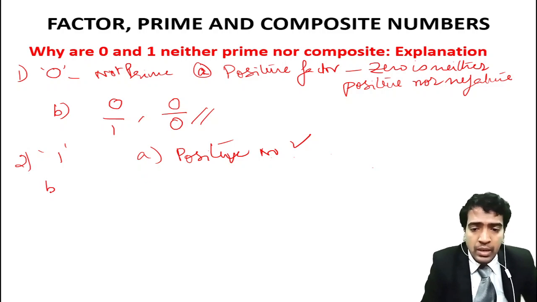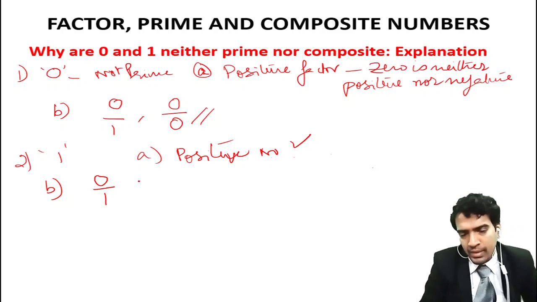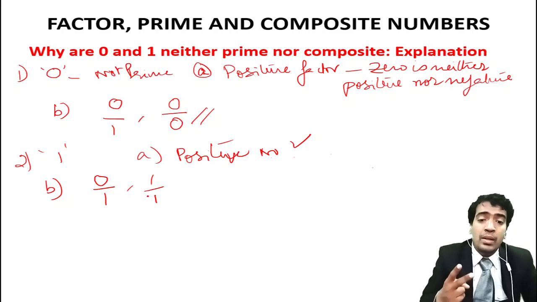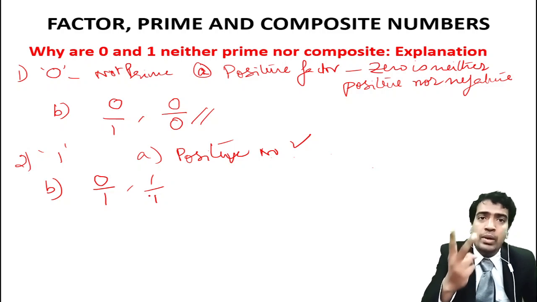And what is the second condition? It should have exactly two factors. One of the factors is 1. Yes, it is a factor. The other factor is itself. Of course, this is also true, but they cannot be counted as two factors. They can be counted as only one factor. You cannot take 1 and 1.